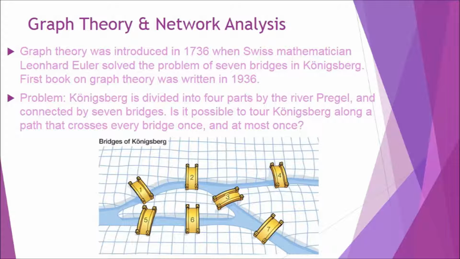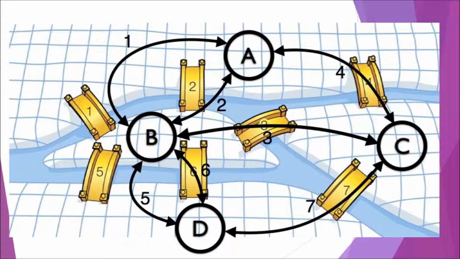Now, this is actually impossible. And Euler actually proved why it is, and I'll explain it in the next slide. So here we have 4 nodes, A, B, C, D, and 7 edges as the bridges that we had. And Euler explains that this is impossible to solve because there are 4 nodes, and if there were 3 nodes or less, then this would be possible. However, it cannot be because there are 4 nodes available.